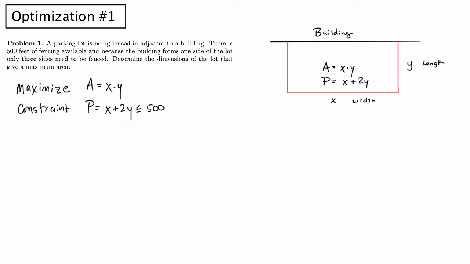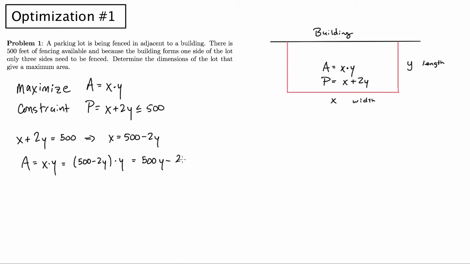Now, the easiest way to go about finding this particular solution is to use the constraint. So I'm going to use the fact that x plus 2y equals 500. I'm going to use up all of the fencing to solve for the variable x. So we're going to have x is 500 minus 2y. And what that will allow me to do is take the area function, x times y, and replace the x with 500 minus 2y. So we have (500 minus 2y) times y, which is 500y minus 2y squared, and so now I have the area written as a function of y.